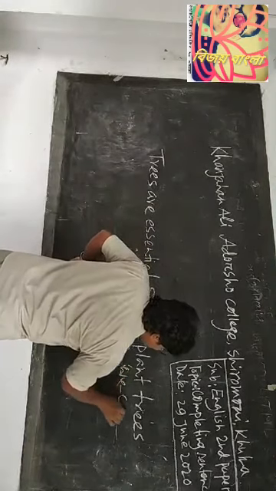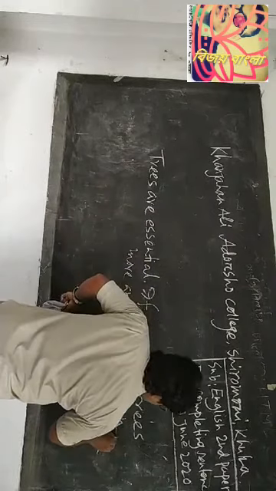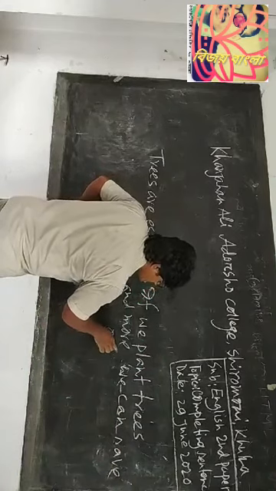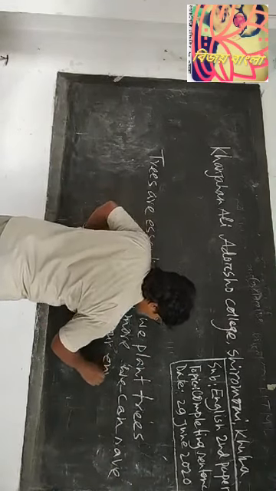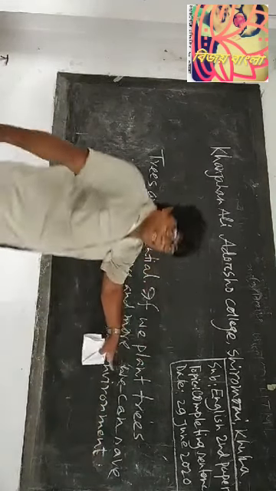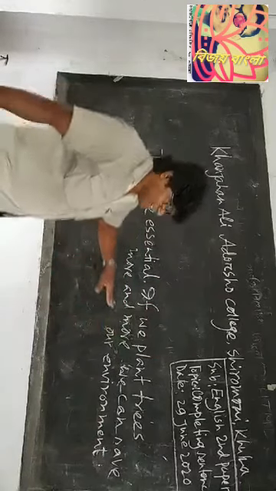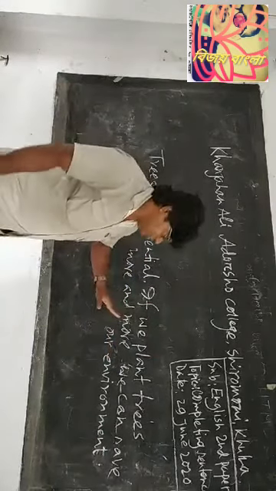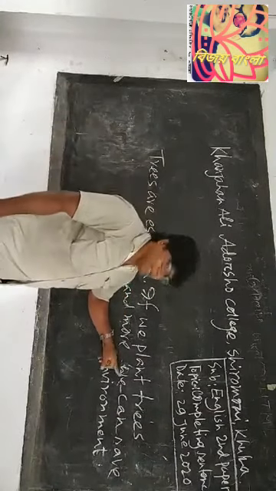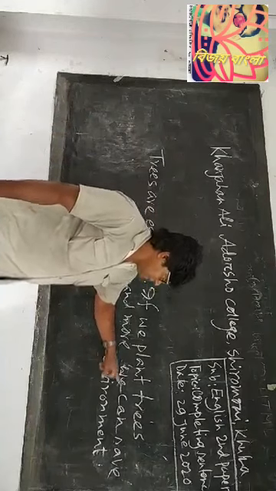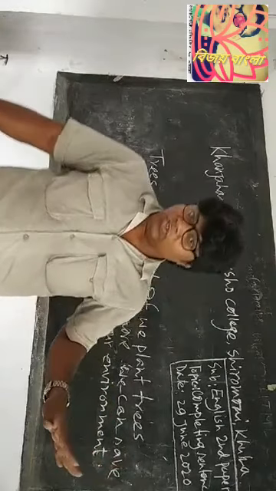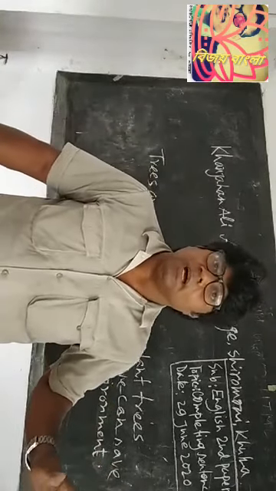we can save our environment. We can save our environment. Here, I have to use a clause because here we is a subject, can save is a verb, and I am forced to use a clause.